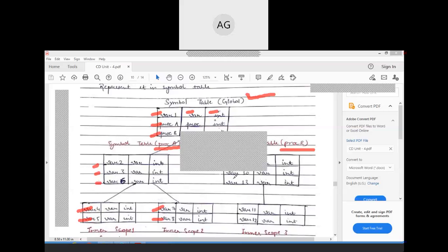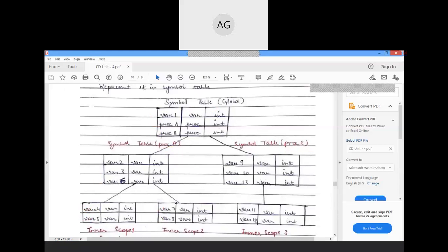So only 5 minutes are remaining. We are just concluding it in a fast mode.